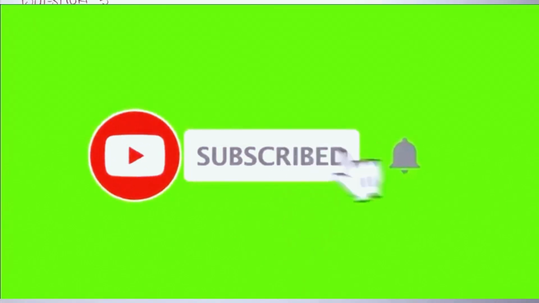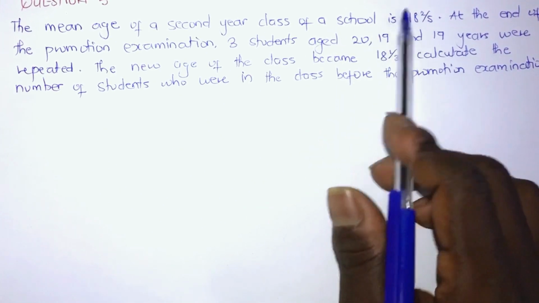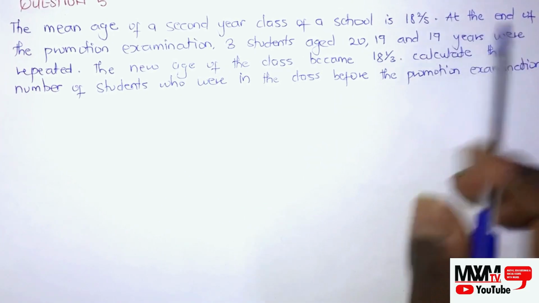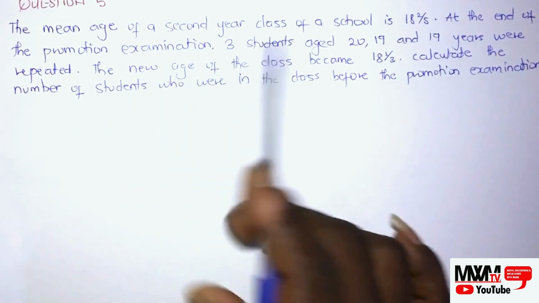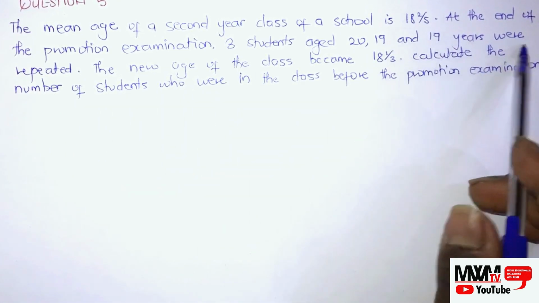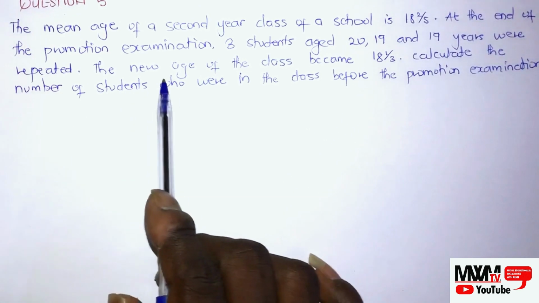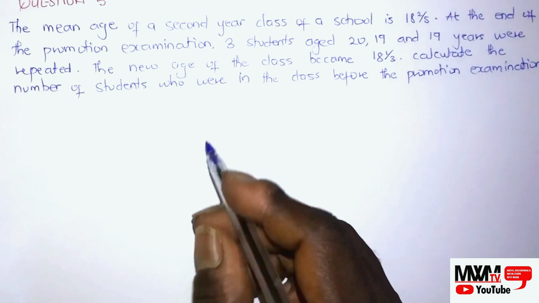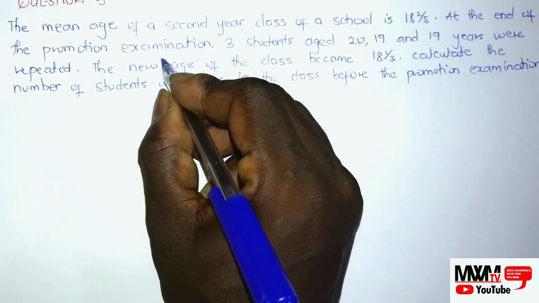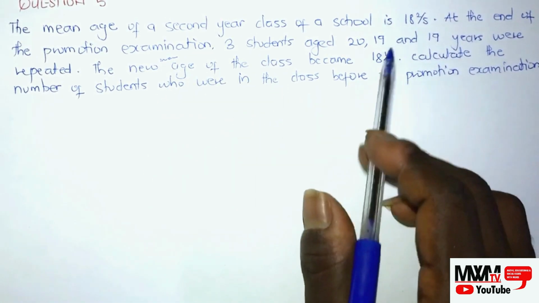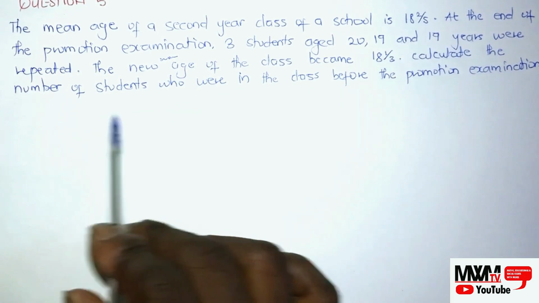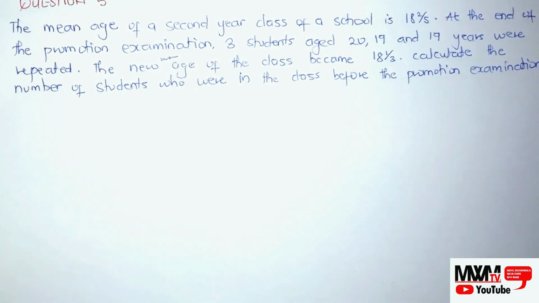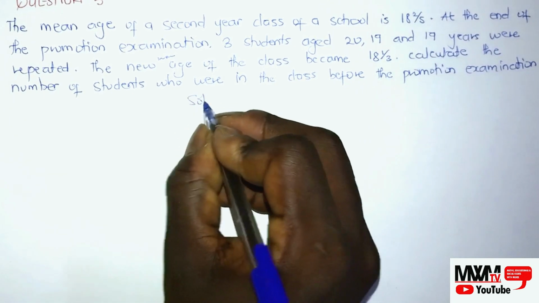So question 5, and this is the last question for the compulsory aspect. It says that the mean age of a second year class of a school is 18 whole number 2/5. At the end of the promotion examination, 3 students aged 20, 19, and 19 were repeated. The new mean age of the class became 18 whole number 1/3. Calculate the number of students who were in the class before the promotion exams. So let's get into it. Solution.